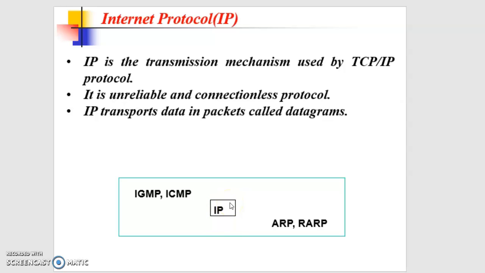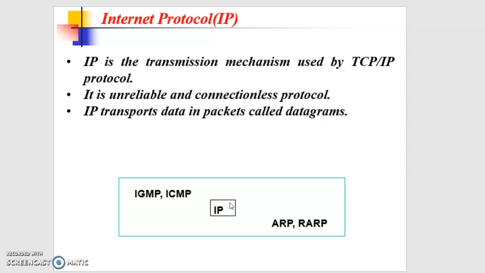Basically, this is the transmission mechanism used by the TCP/IP protocol, and it is an unreliable and connectionless protocol. What I mean by unreliable is that it does not provide us an error correction or detection mechanism, and it is connectionless. That means there is no prior connection made first and then the datagrams are sent.